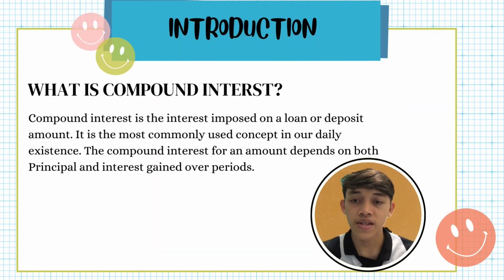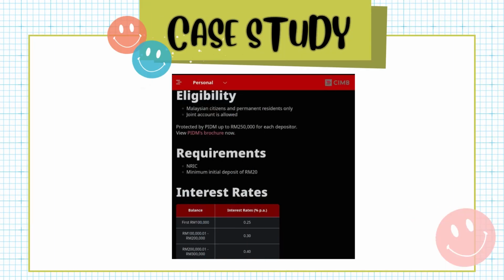What is compound interest? Compound interest is the interest imposed on a loan or deposit amount. It is the most commonly used concept in our daily existence. The compound interest for an amount depends on both principal and interest gained over periods.